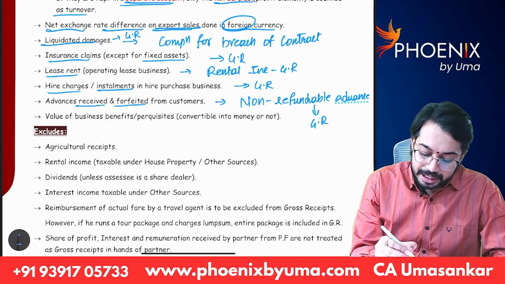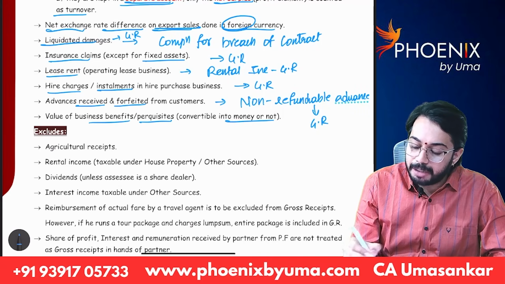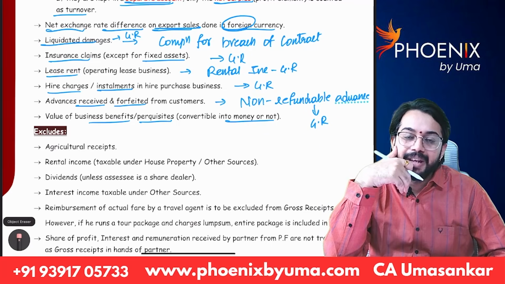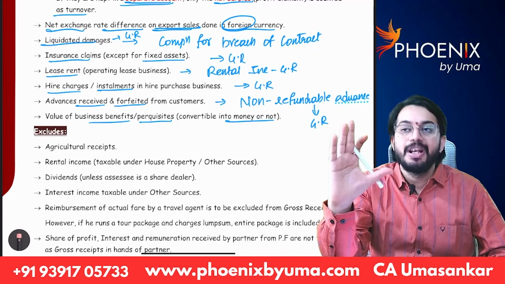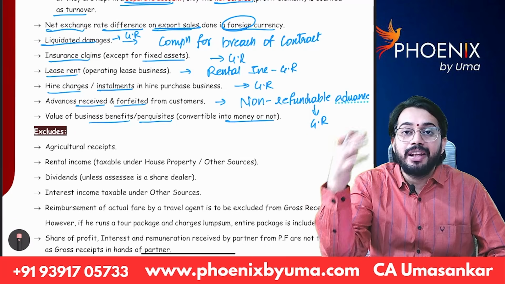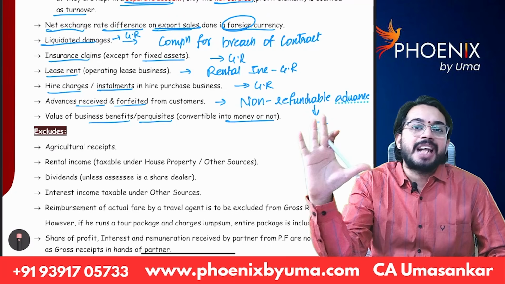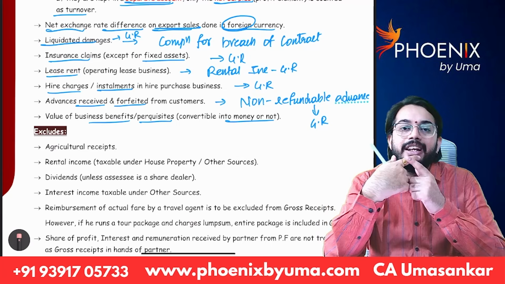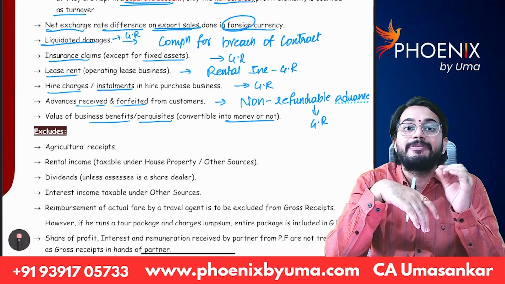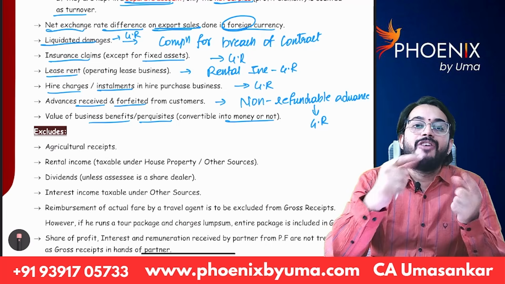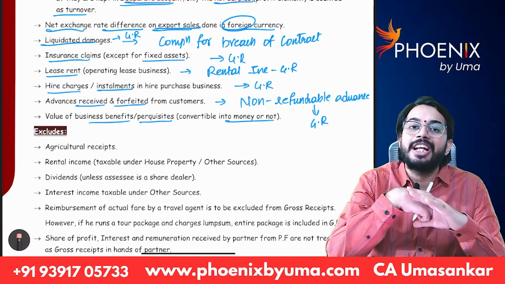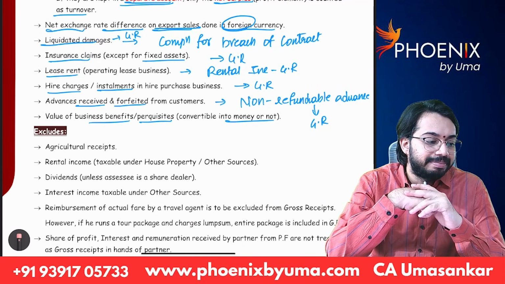Value of business benefits or perquisites, whether convertible into money or not. Let's say I went to do audit at Lalita Jewelry. I said audit fees is 5 lakh rupees. After audit, Lalita Jewelry paid me 5 lakh rupees. The Lalita Jewelry owner is very much happy with my audit. He gave me one gold ring. Now, whatever the gold ring is there, that is a benefit received by me because of my profession. That is a perquisite. Whatever perquisites are received during the course of profession, they will also be treated as gross receipts. Okay.